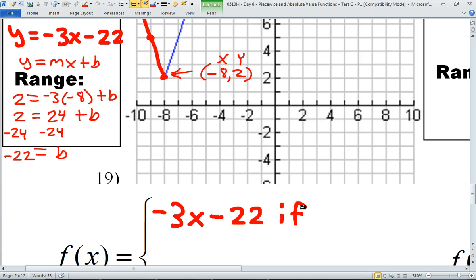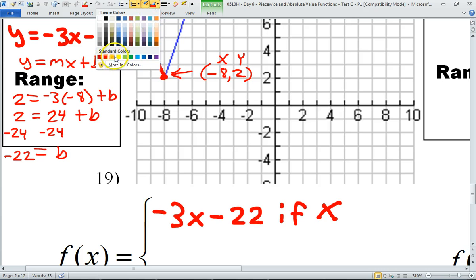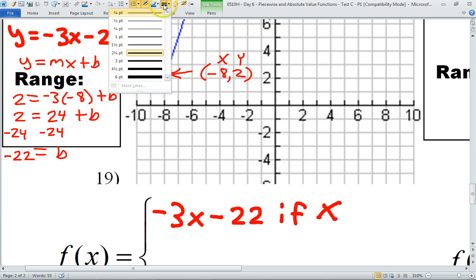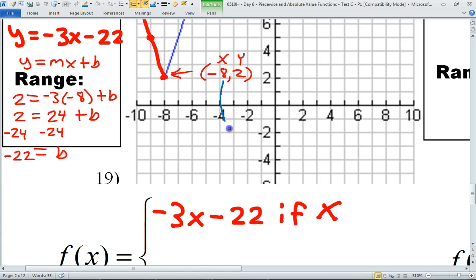Don't forget the if part. If. Now the part that comes next is where you say x is. Now I'm either going to say x is less than something or x is greater than something. I'm looking for the cutoff number, the x value where it changes. It's always going to be the x value of the vertex, you guys. Okay, it's the vertex, see? So you can just get it right from this negative 8.